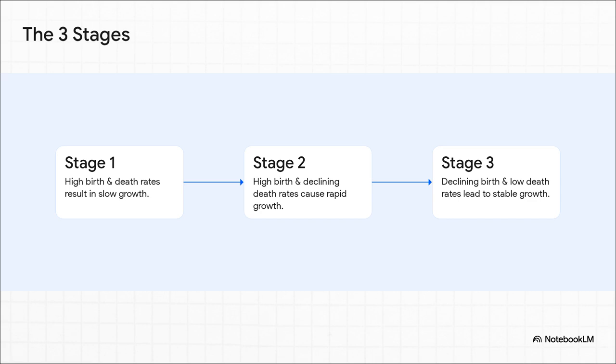Finally, we get to stage 3. Societies get wealthier, more urban, more educated, and birth rates start to drop, eventually matching the low death rates. Things level off. But, and this is a big but, this creates a whole new problem. You end up with a much older population and not as many young people to support them, which is a puzzle a lot of countries are wrestling with today.